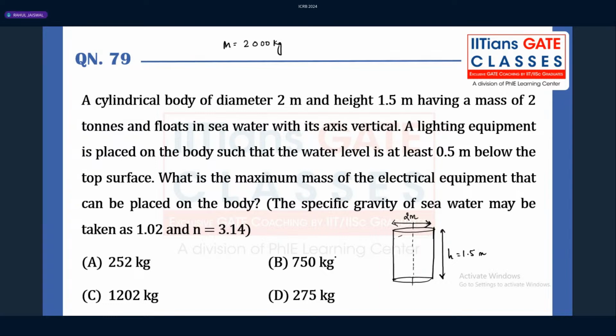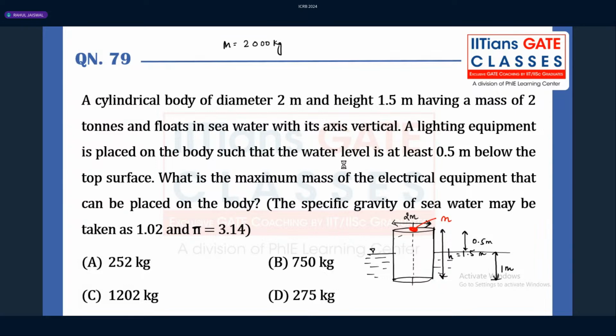A lighting equipment, a very light equipment. Let me mark it with a red color here. This equipment has been placed, which is having a certain mass, small m, for example, on that particular body such that the water level is at least 0.5 meter below the top surface. That means this much depth of the cylindrical body is immersed in the liquid. So what is the total height from here to here? It is 0.5 meter, and this will be 1 meter, guys. What is the maximum mass of the electrical equipment that can be placed on the body? They are asking. Pi value they have given, and they have taken specific gravity as 1.02.